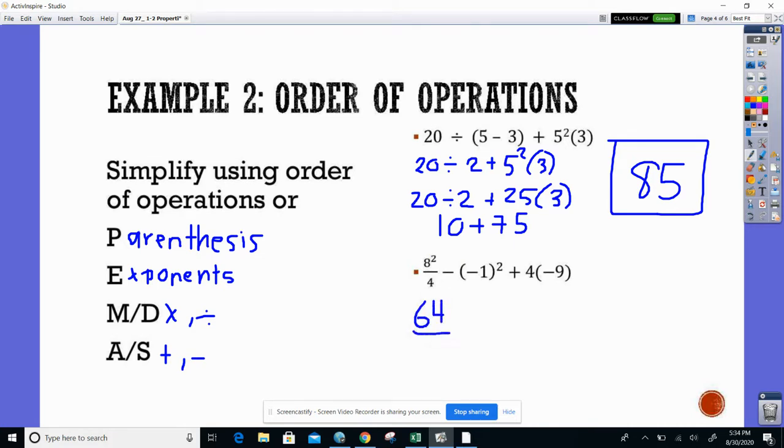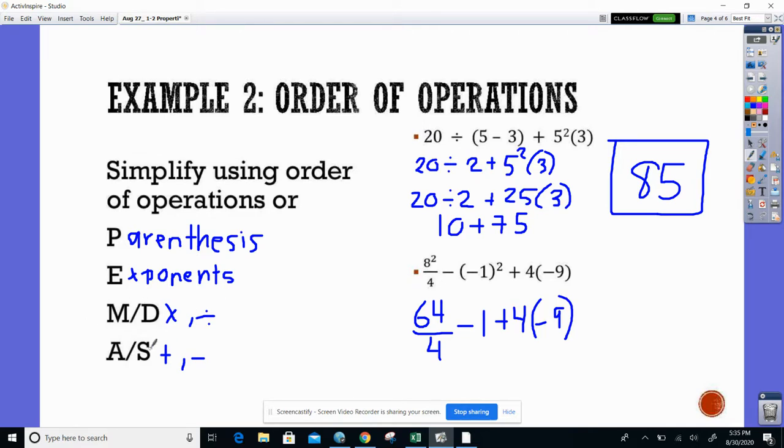So we have 64 divided by 4 minus negative 1 squared. Negative 1 times negative 1. A negative times a negative is a positive. That just gives me positive 1. And then I have plus 4 times negative 9. All right. Since there's no more exponents, now we can move on to multiplication and division.